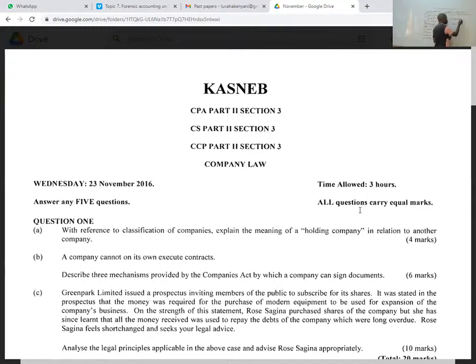So number one, they can use a common seal. They can execute their contracts by use of a common seal.